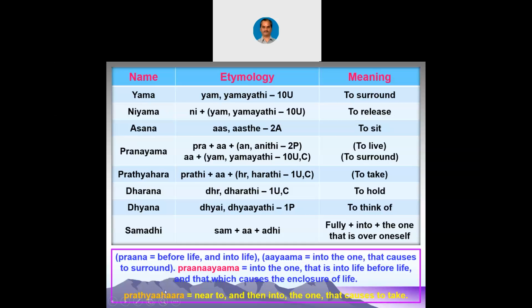Now coming to Pratyahara. Prati Ahara. So near to and then into. Prati means near to and A means into. Hru, harati, harayati means that causes to take. So Pratyahara basically means near to and then into the one that causes to take. Which one causes to take? The one which is within causes to take inputs from outside through the sense organs into the antakarana. Through the sense organs, inputs come into manas, chitta, buddhi, ahankara. And which one is taking? The ego is taking the inputs from outside, which is caused by the self. The self is causing to take the inputs. So now, Pratyahara basically means near to and then into the one that causes to take.